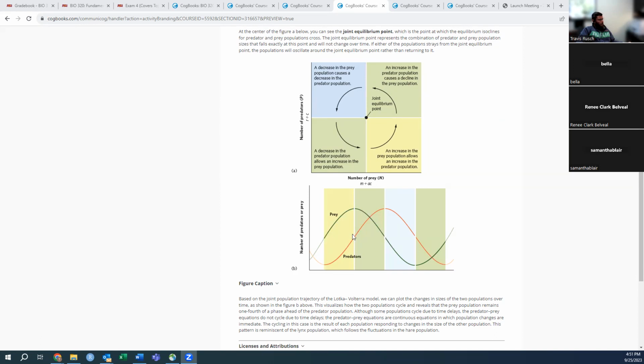But how come the predator doesn't follow the prey right away when it starts to decrease? Like through this whole area right here, we have a decreasing number of prey, but we still have an increasing number of predators up all the way over here. What's causing that lag effect?